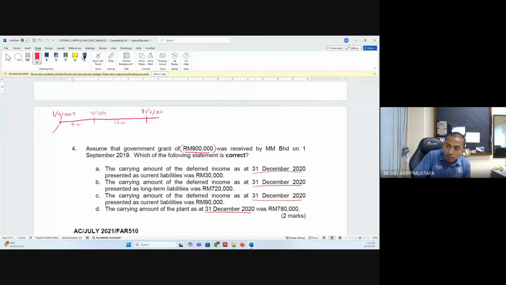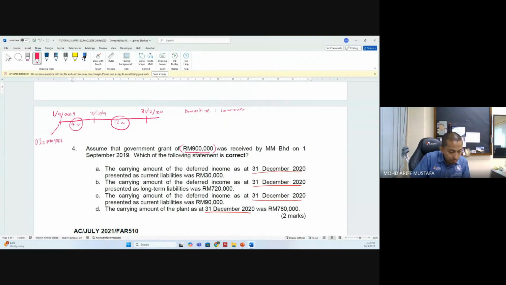Okay, here when we record the deferred income, we record deferred income as RM 900,000. I do not want to repeat the journal entry again because we already did it above. We just do a calculation here without the journal entry. So the grant is amortized for 4 months and 12 months. In other words, the grant is amortized for 16 months, right? So you see how I do here.